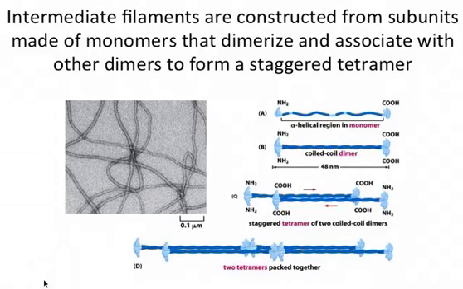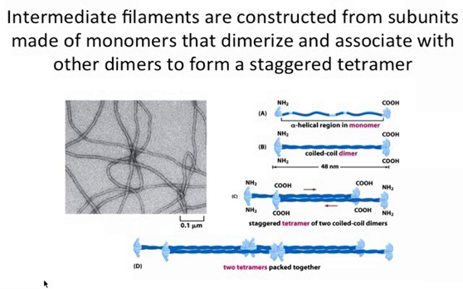Okay, so intermediate filaments, they're constructed from subunits made of monomers. So there's a theme here. Subunits come together, make filaments, right? Subunits made of monomers, and in this case, they dimerize. So here's your monomer, and they dimerize to make this coiled-coil dimer. And they associate with other dimers in a staggered way, and they form a tetramer. So there's your tetramer, and then the tetramers will pack together. And what you get is this kind of rope-like structure, and that's where all the strength comes from.